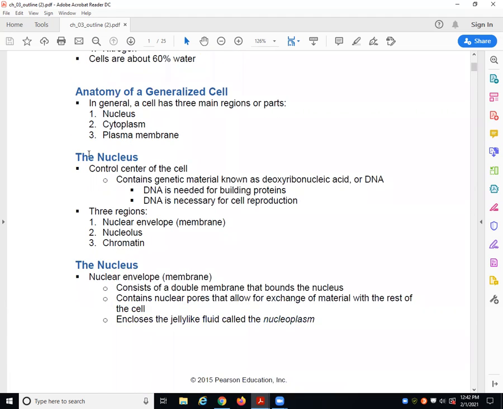For the nucleus, it is your cell's control center, okay? It's where all the direction is going on, all the management, big decisions. And it has your genetic material that we call DNA, or deoxyribonucleic acid. Remember, that's the nucleic acid from last week. So why is DNA important? Well, it's needed to make proteins. It carries the instructions to make proteins.